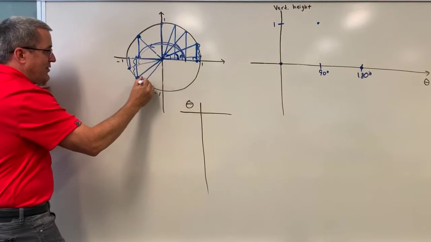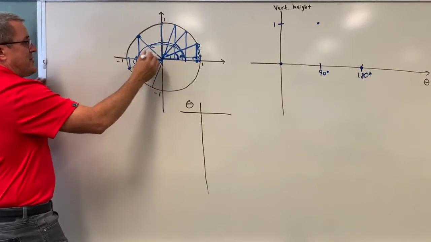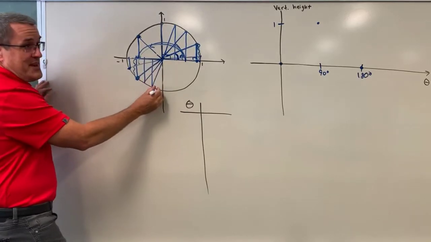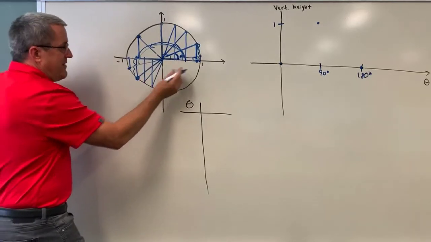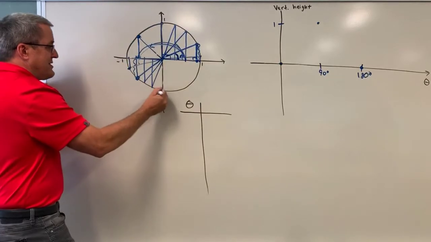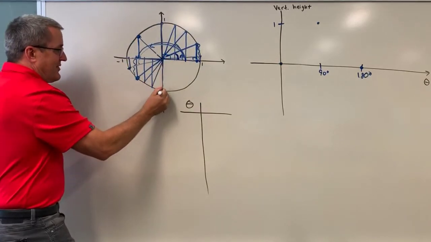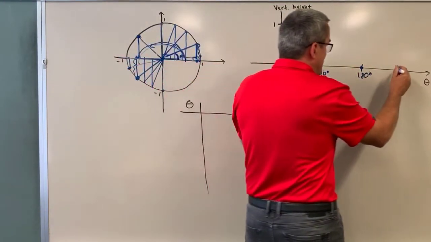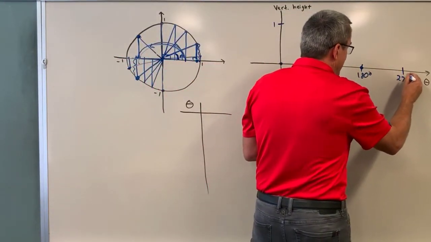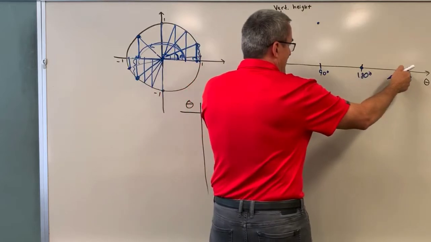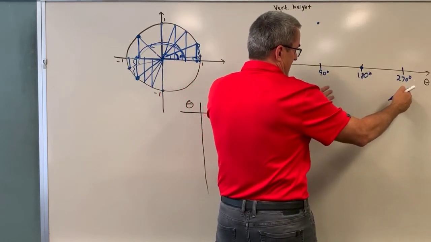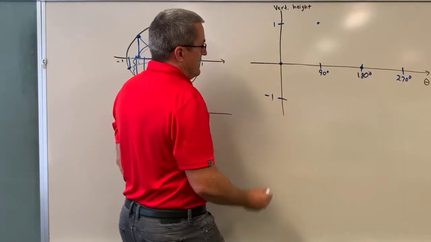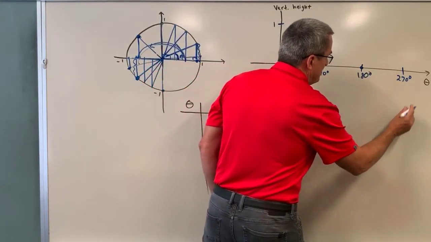And then as that angle progresses through quadrant 3, that vertical height is going to become larger and larger in the negative direction. And in fact, if we do a 270 degree angle, that vertical height is going to be now -1. So as theta increases to 270 degrees, the heights are going to be in the negative amount until we get to 270, where the vertical height will measure -1.